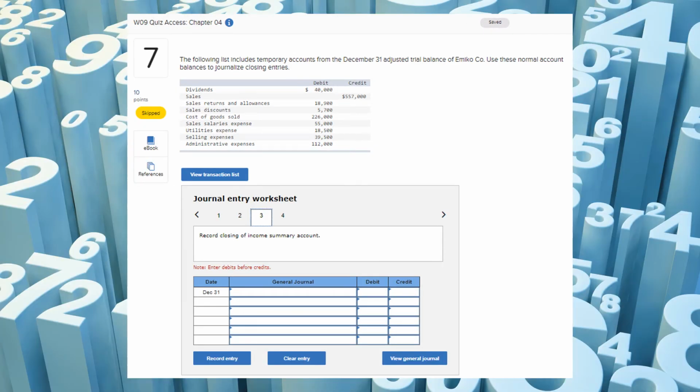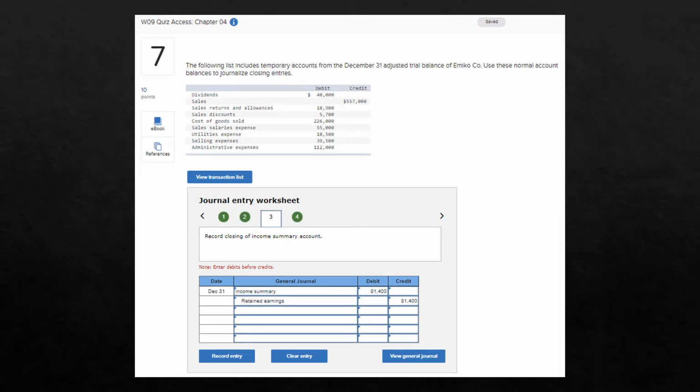In Part 3, we record the closing of the income summary account. To do that, we take the amounts from the income summary in Part 1 and 2. For mine, that's a credit of $557,000 and a debit of $475,600. We subtract the debit from the credit to get the correct amount left in the income summary account. Then we debit that amount and credit the same amount to retained earnings to zero out the temporary account.